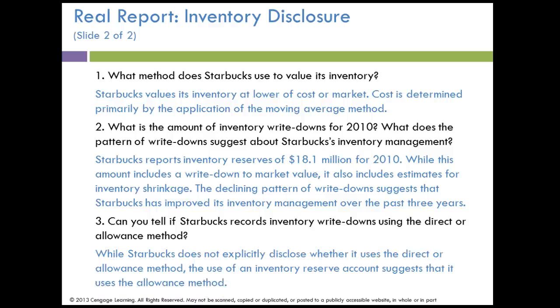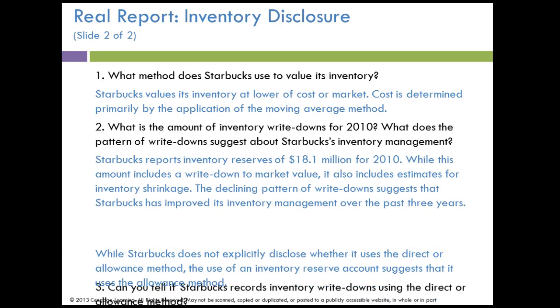Do they use the direct method or the allowance method? I was going to say the same. Because of the reserve they're creating, they're using the allowance method. Okay.